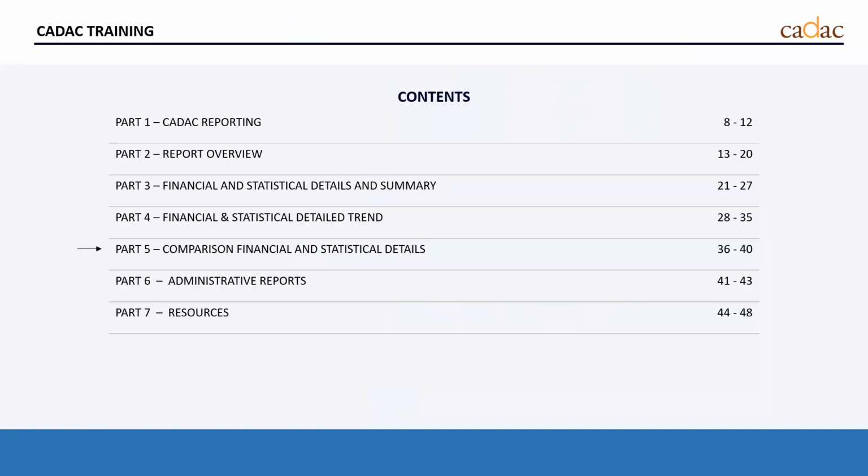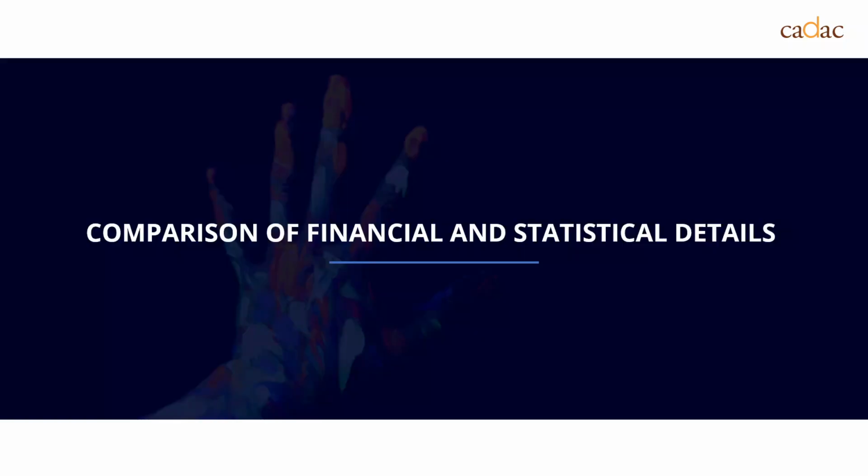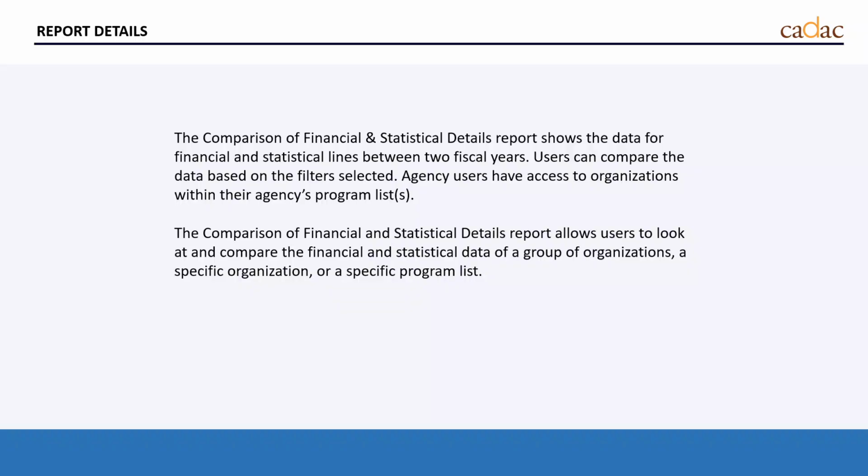Now we can continue and see the Comparison Financial and Statistical Details report. The Comparison of Financial and Statistical Details report shows the data for financial and statistical lines between two fiscal years. Users can compare the data based on the filters they have selected. As an agency user, you will have access to all organizations within any of your agency's program lists. This report will allow you to look at and compare the financial and statistical data of a group of organizations, a specific organization, or a program list.